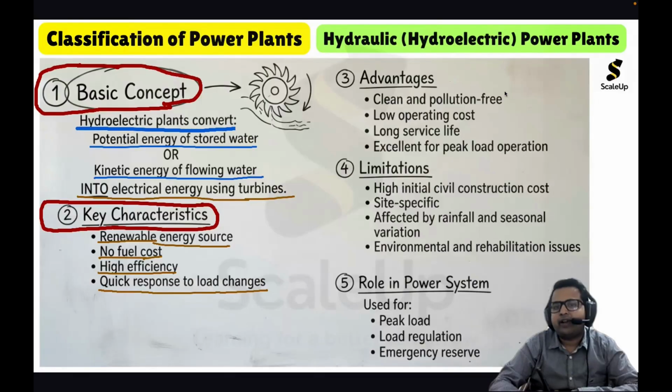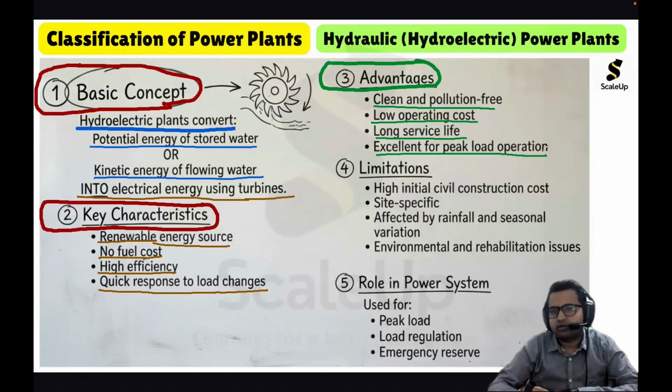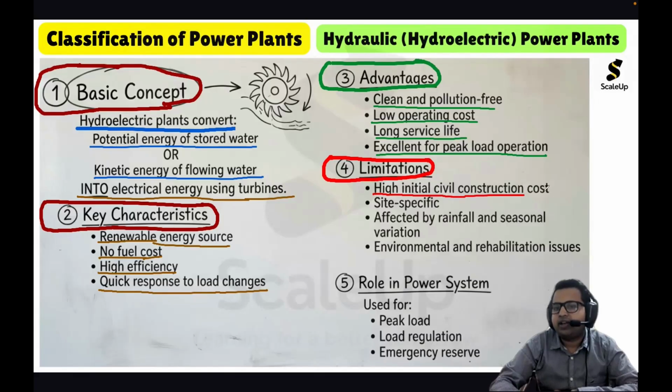If we talk about the advantages of hydroelectric power plants: clean and pollution free, low operating cost, long service life, excellent for peak load operation. And if we talk about limitations of hydroelectric power plants: high initial civil construction cost, site specific, because we can set up only near water sources, flowing water. They are affected by rainfall and seasonal variation, environmental and rehabilitation issues.